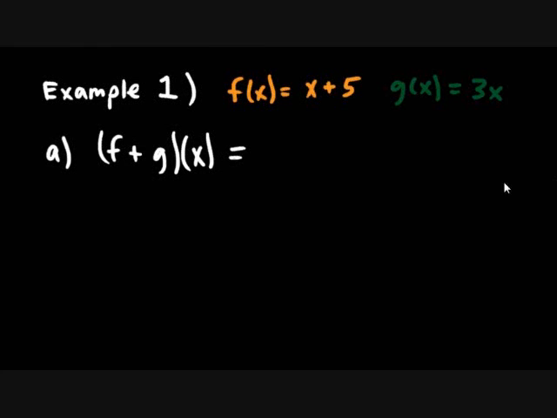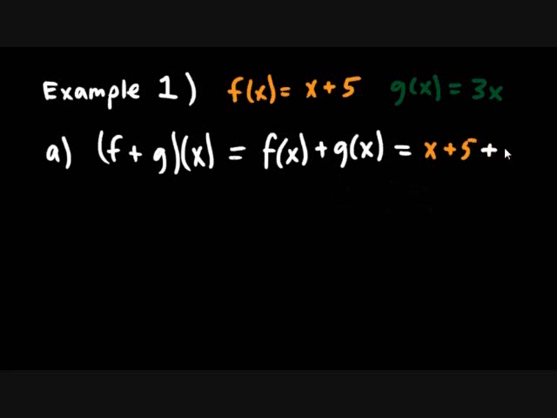f plus g of x. Well, that equals f of x plus g of x. If we look back to the notations that we wrote just right before this section. So we know that f of x is equal to x plus 5 and g of x is equal to 3x. So all we have to do is just add those two functions together. So we get x plus 5 plus 3x. So if we combine like terms, we get 4x plus 5.